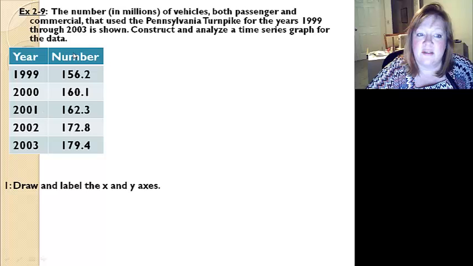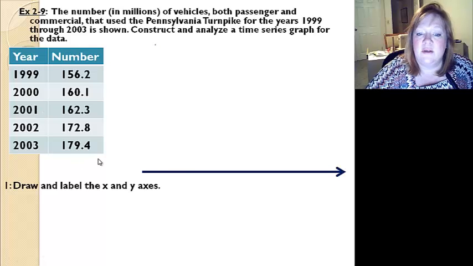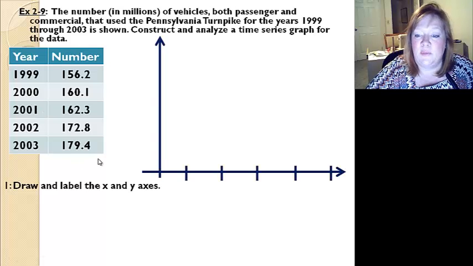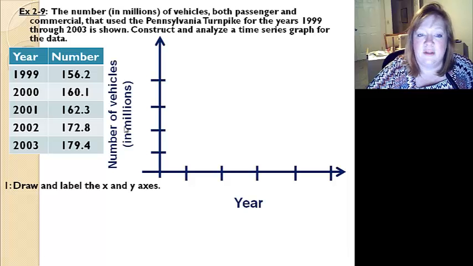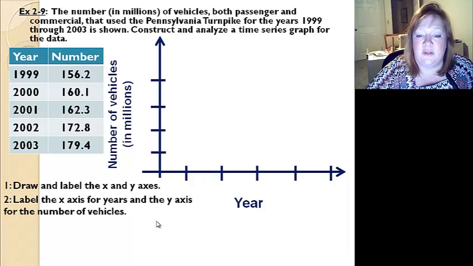So here's your x's, here's your y's. So let's draw. There's the year, there's the number of vehicles in millions. So I like to get those labels on there. And let's go ahead and put the units on there. So the year 1999, you got 2000, you got 2001, you got your 2002, and you got your 2003.